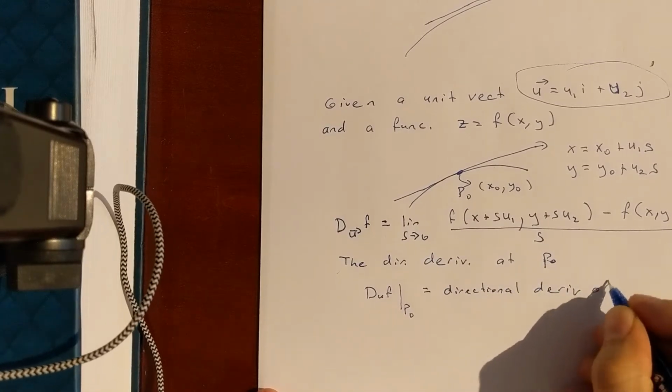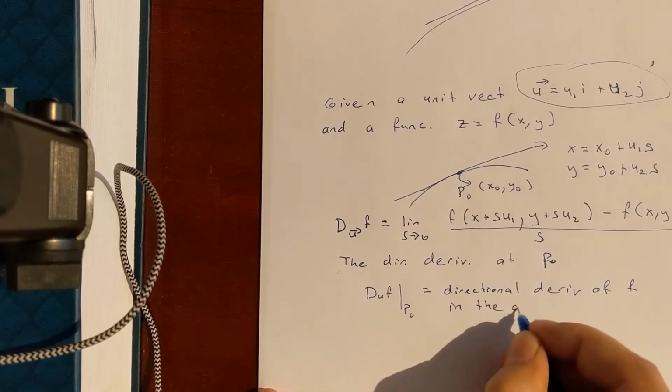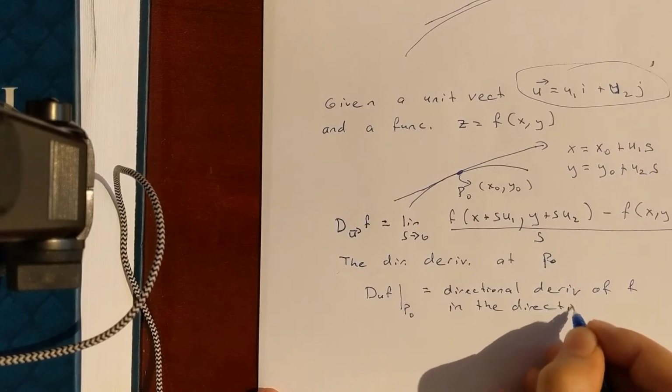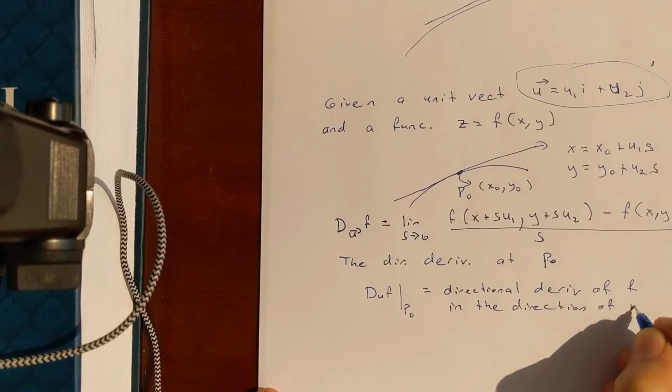Okay, so this is the directional derivative of f in the direction of the unit vector u. This is very important.